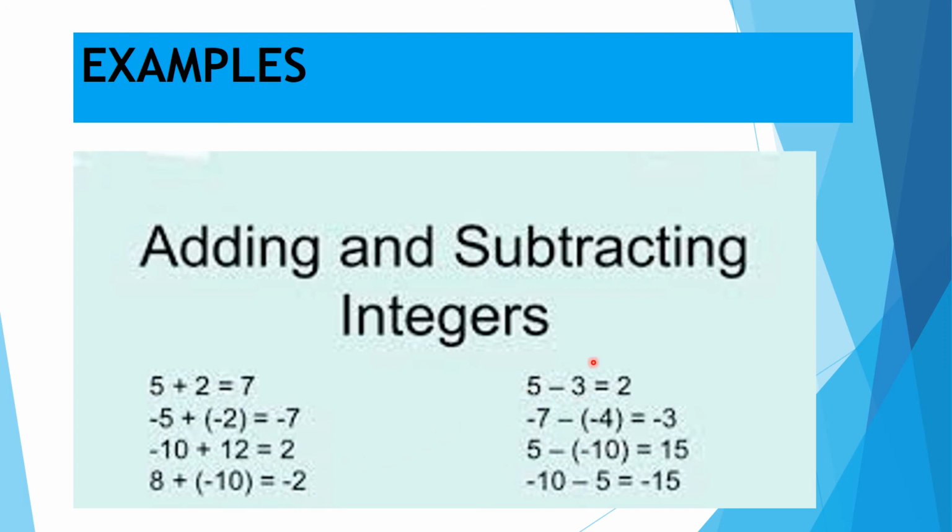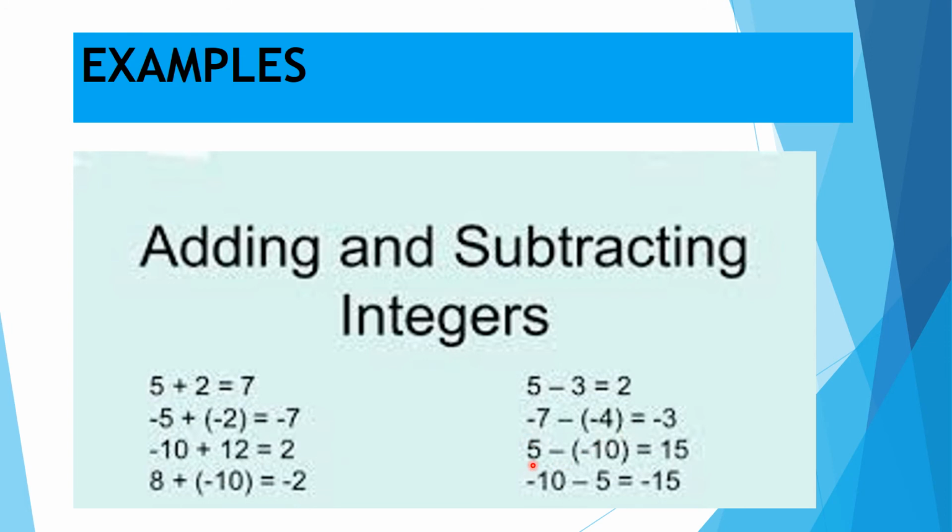Now few more examples of subtraction. 5 minus 3 is 2. Minus 7 minus minus 4. Now again you will add this. So minus 7 plus plus 4, and one is addition, one is subtraction. So you will subtract 7 minus 4, that is equal to 3 and you will put the sign of the larger number. 7 is having negative sign which is larger, so minus 3.